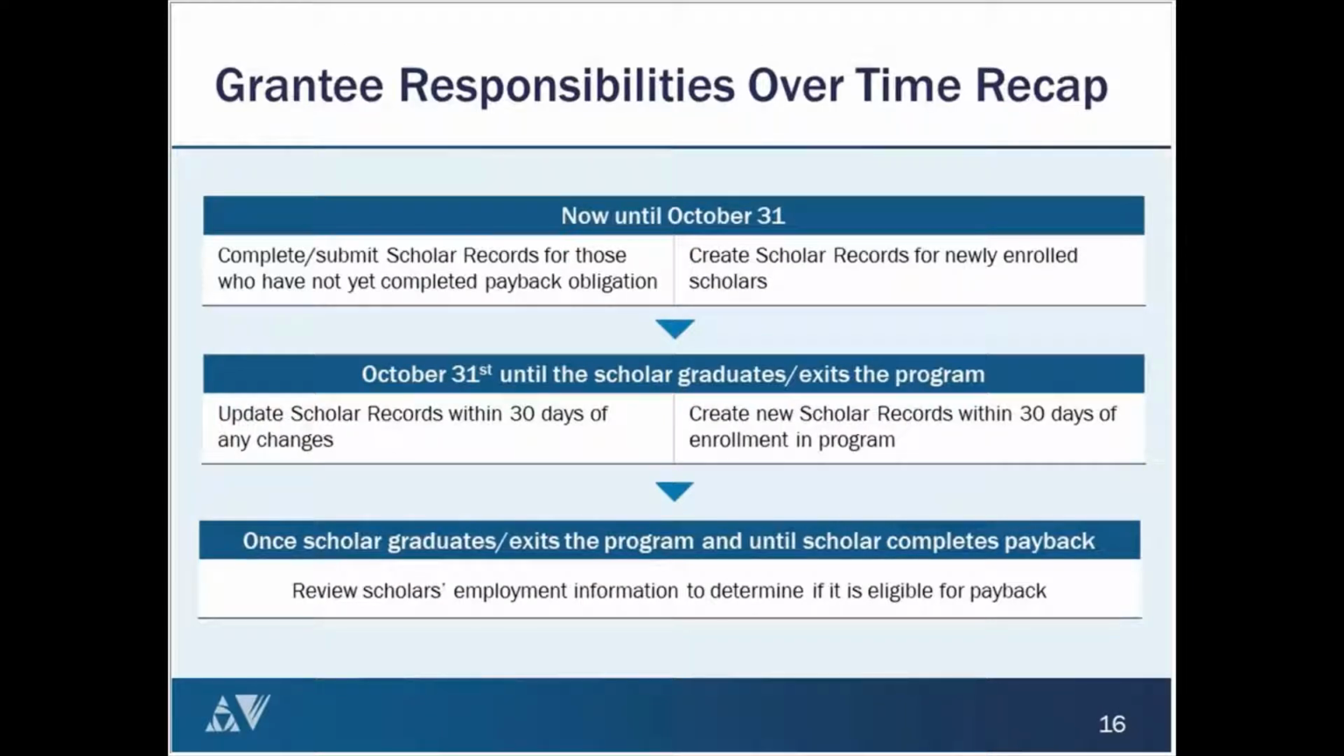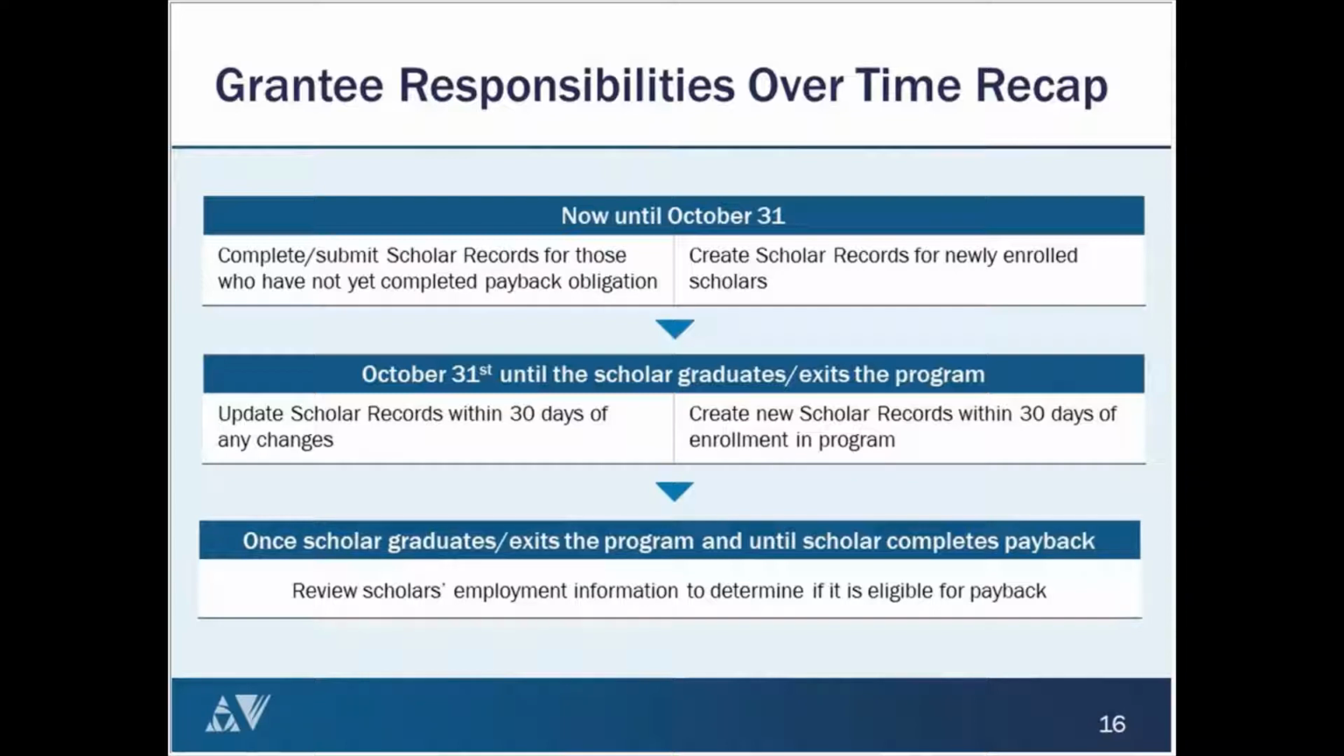So, a review of the current timeline and activities you'll be responsible for. Again, logging into the system by August 30th, and then before October 31st, completing and submitting all of the scholar records for scholars who have not yet completed their payback obligation. And again, that will include uploading the payback agreements and exit certifications, as well as updating their actual scholar record, including demographic, training and employment, and contact information. In addition, by October 31st, adding any additional scholars who are newly enrolled and creating the scholar record and uploading the relevant scholar agreements as well.